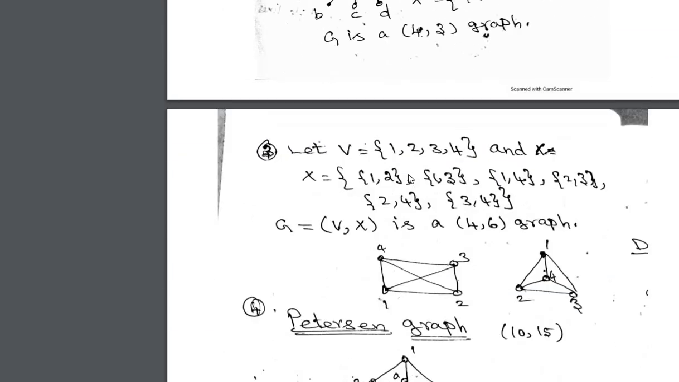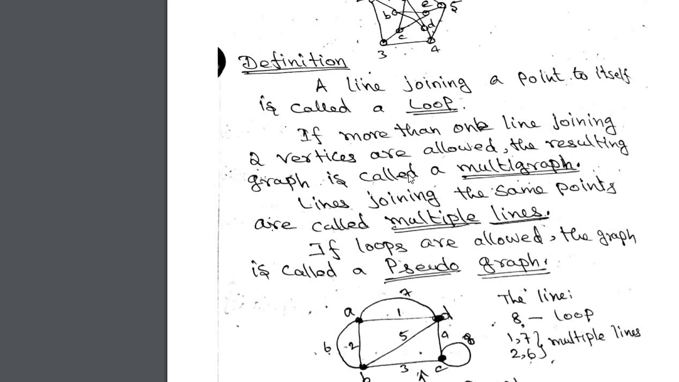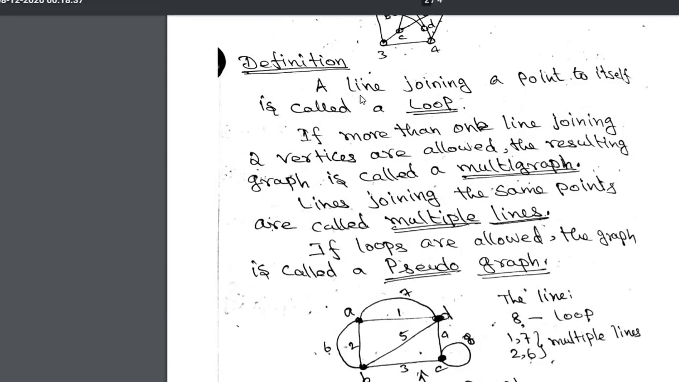Okay, now we move on to the next definition, that is, a line joining a point to itself is called a loop. A line is nothing but an edge joining 2 points. A line joining a point to itself is called a loop. If more than one line joining 2 vertices is allowed, the resulting graph is called a multigraph.